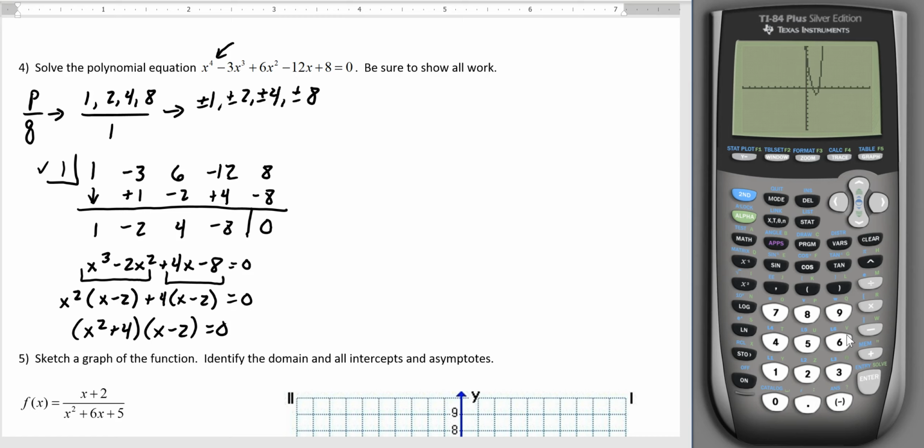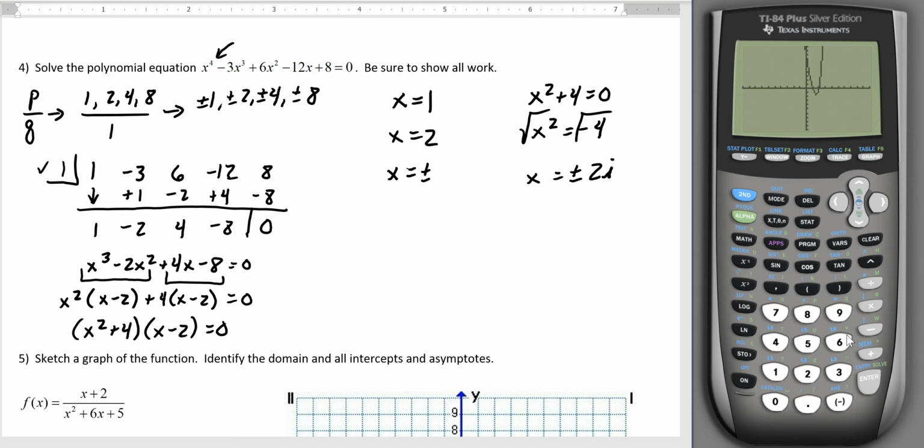All right, so that tells me that x equals 1. I got that from here. x equals 2, I can get that from this factor. And then I also have x squared plus 4 equals 0. So to solve this, I need to subtract the 4. Take the square root. Square root of negative 4 will be plus or minus 2i. So x equals plus or minus 2i.